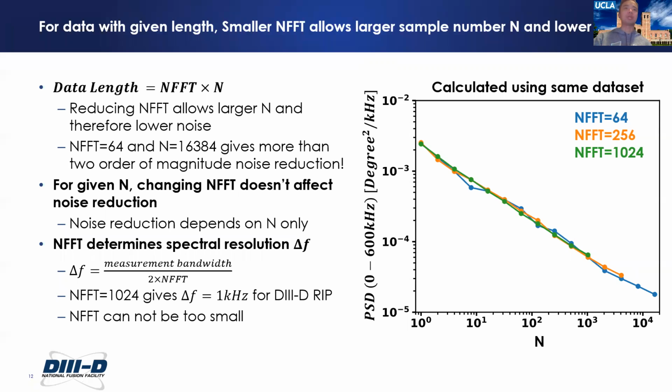It should be noted that for given n, changing NFFT does not affect noise reduction. And we cannot arbitrarily reduce NFFT because NFFT also determines the spectral resolution. Ideally, there is an optimized NFFT and n.